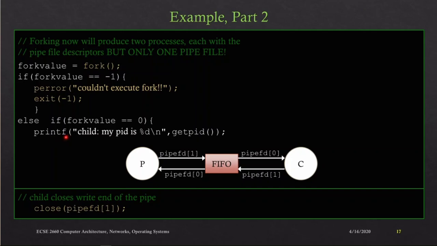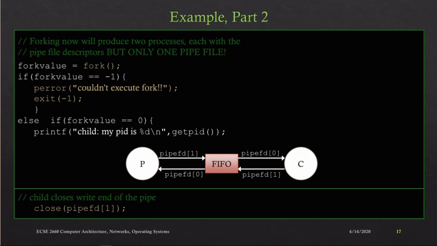So we are going to do a printf to the standard output saying child, my process ID is. After that, we are going to get the process ID using this system call, and in this case, because we are in the child process, it is going to retrieve the process ID of the child and print it along with this printf command. And as you can see, we have the two processes, and because they are both executing the same code, they are clones of each other right now.